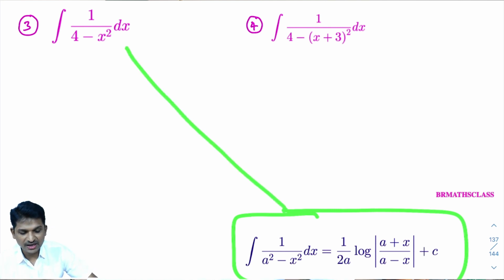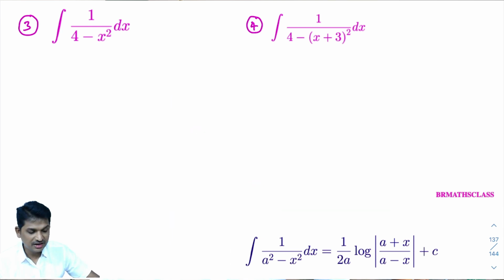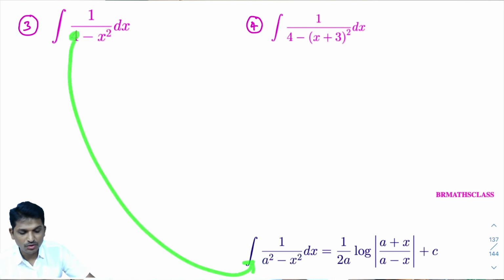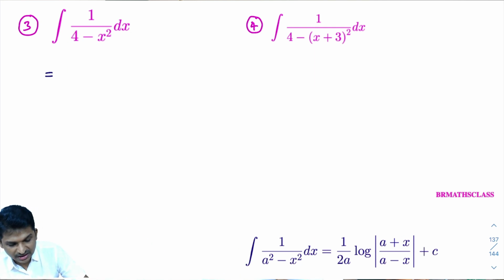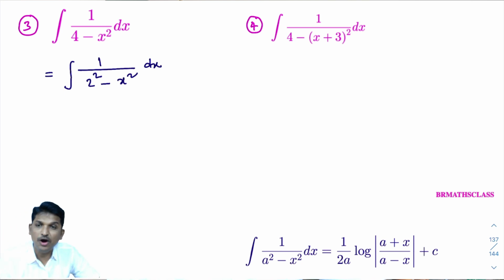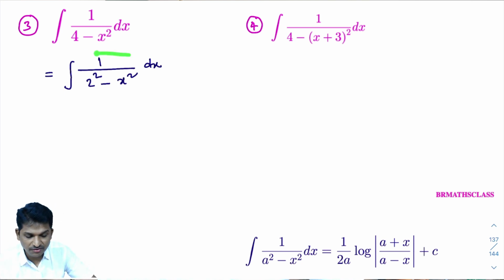How to apply this formula to this problem? First thing, here a square minus x square is there. Not exactly, but this 4 can be written in the form of a square. How? 4 can be written as 2 square. That equals integral of 1 divided by 2 square minus x square dx. Now, it is of the form integral of 1 divided by a square minus x square dx.